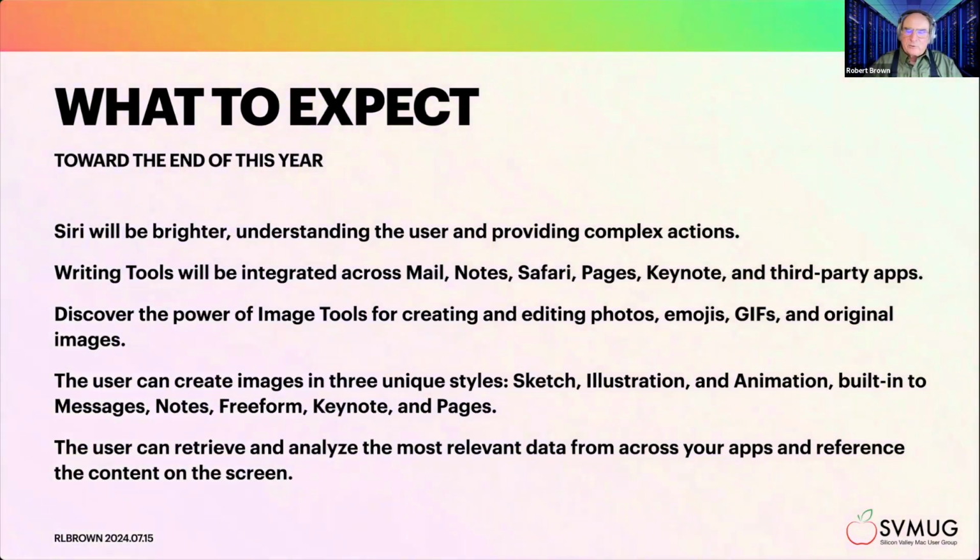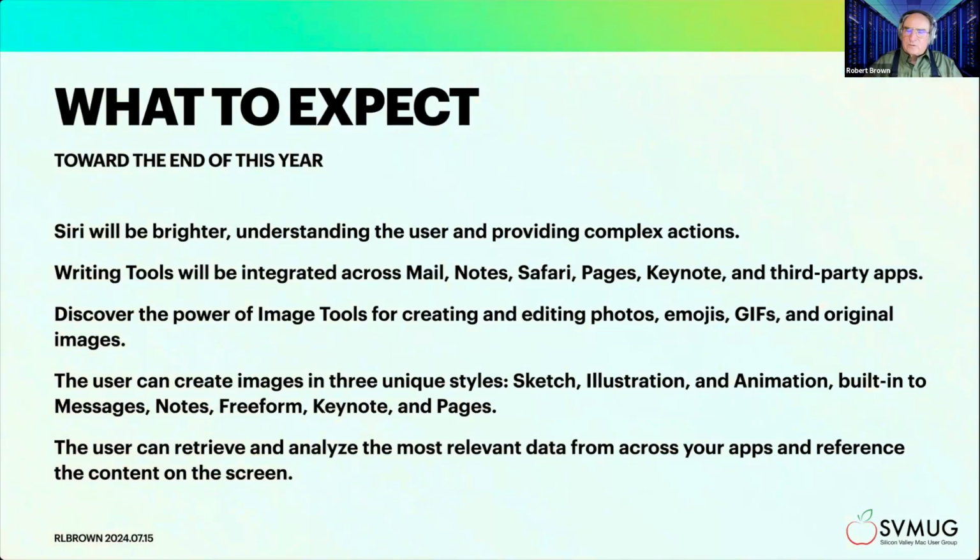There will be writing tools across Mail, Notes, Safari, and so on. My impression is the writing tools will be a lot like what Grammarly provides you. It can do summaries, it can punch up text, you can ask it to change the tone of the text, that kind of thing. So I expect to see that.